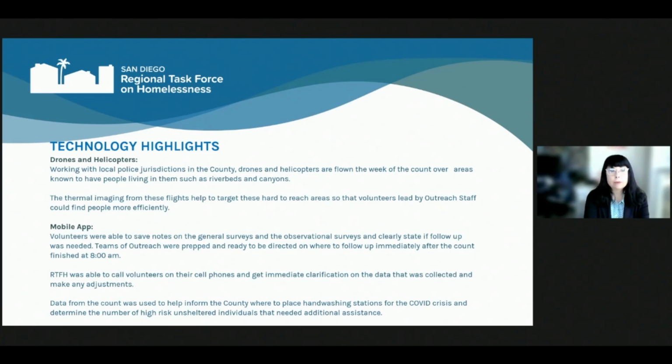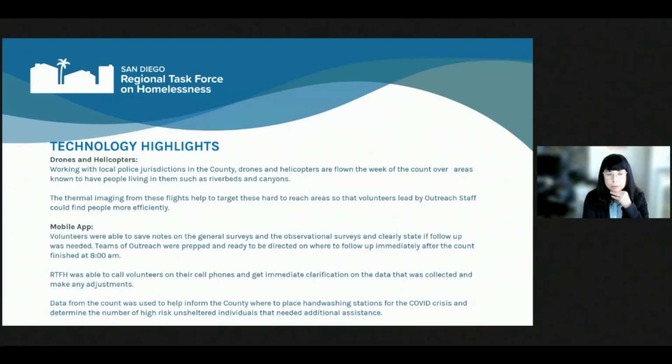We use that information so that the people that are counting in those areas can target specifically where people are, and not have to walk the entire riverbed or canyons. It's making sure you can just walk down into the canyon to the area where people are and then engage them in the count. So the thermal imaging does really significantly reduce the amount of time of walking, and it also allows our outreach staff to find people during the daytime in a limited amount of hours.